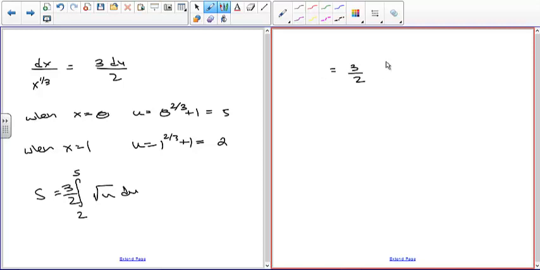So you got 3/2. So you change this to a fractional exponent. Add 1 to the fractional exponent. So 1/2 plus 1 is 3/2, divided by 3/2. So those 2's cancel out, the 3's cancel out. And evaluate between 2 and 5. So you get 5 to the 3/2 minus 2 to the 3/2. And let's see if I got the right answer or not.